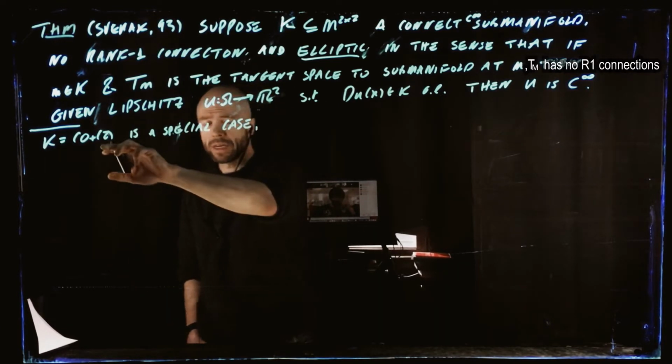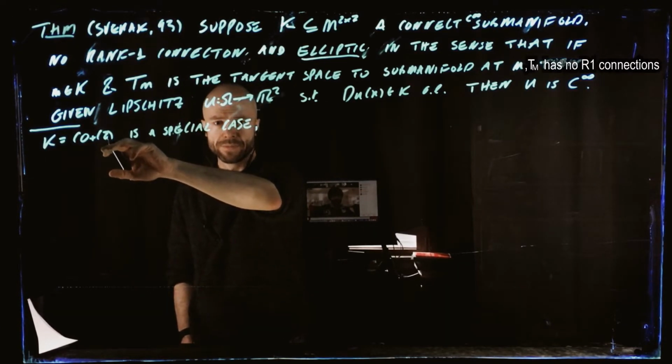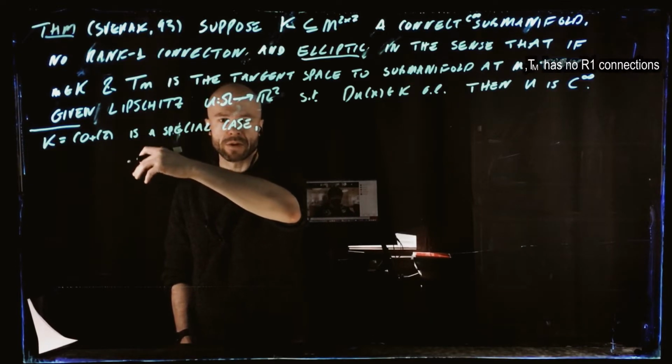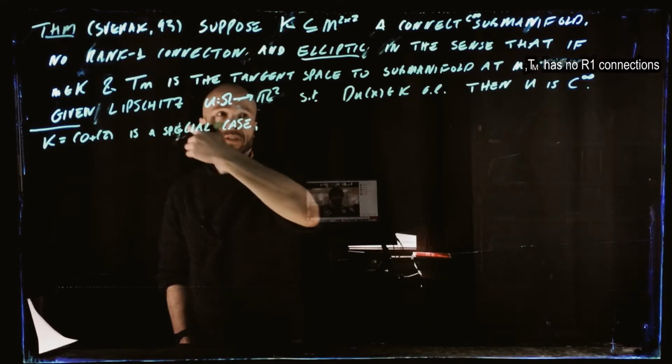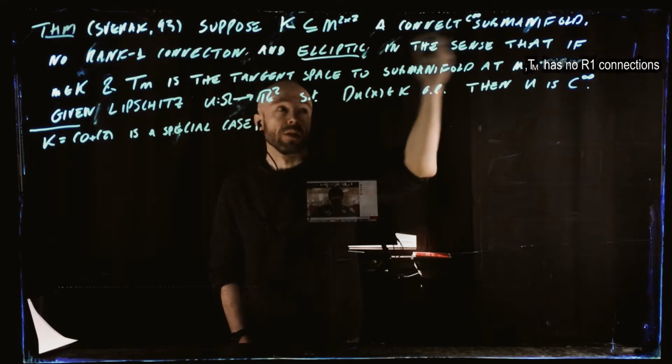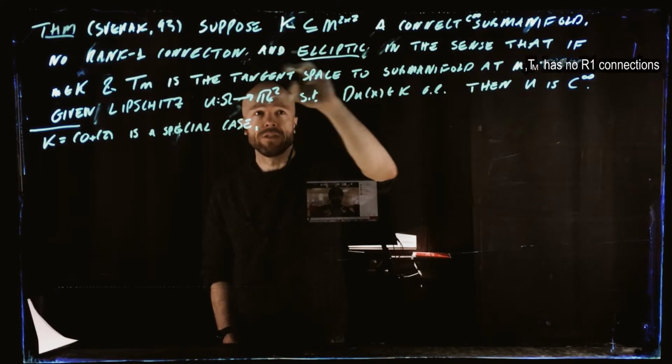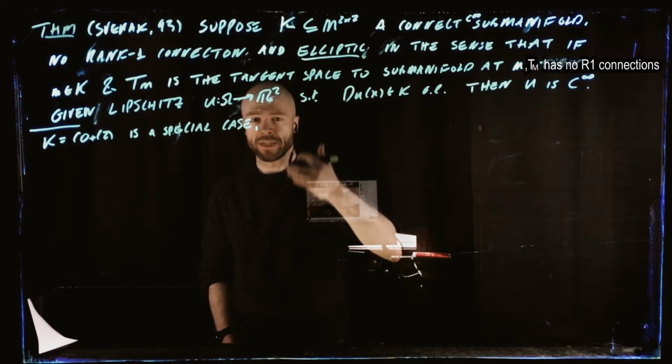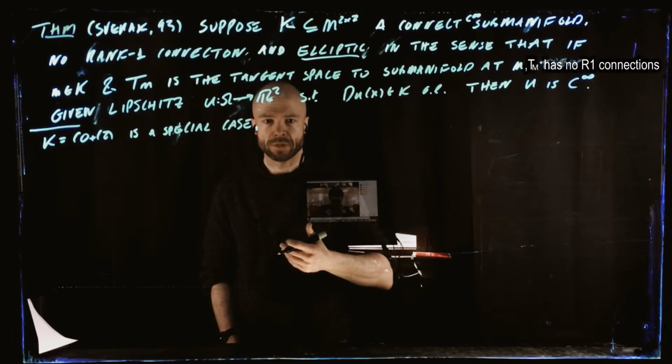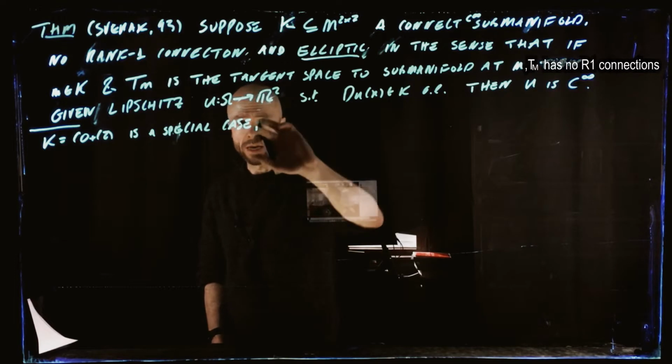Because this thing is actually a linear space itself. It's an exercise to see it has no rank 1 connections. So therefore, it satisfies the hypothesis of being a submanifold, having no rank 1 connections, and also being elliptic because it is its own tangent space at every point. Okay. So this is a special case.